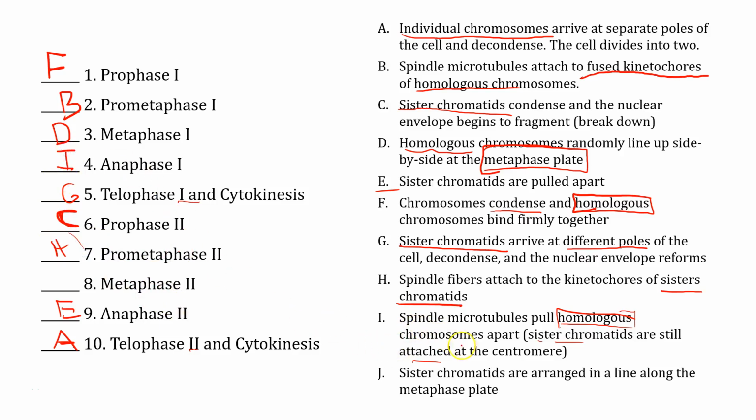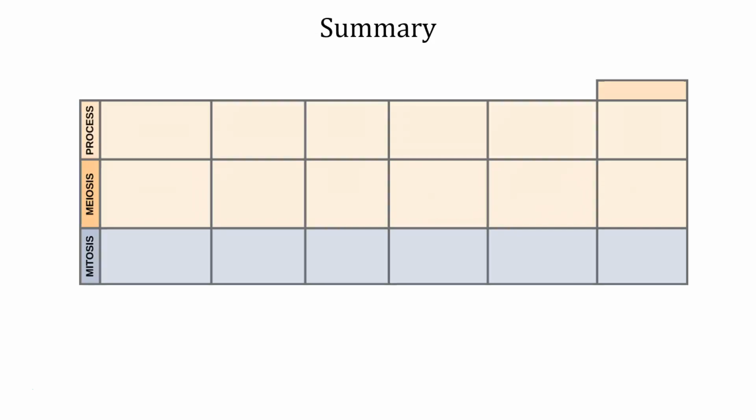And then lastly, sister chromatids are arranged in a single line along the metaphase plate. That is going to be metaphase 2. Okay, how'd you do? Were you able to get most of these? If so, that should suggest that you've got a pretty good understanding of the ins and outs of this process. There's a nice table in your book that gives a little bit of a summary between these two in case you get a little confused.